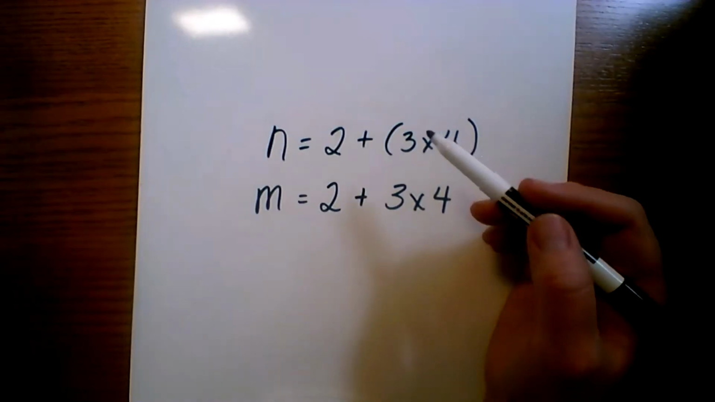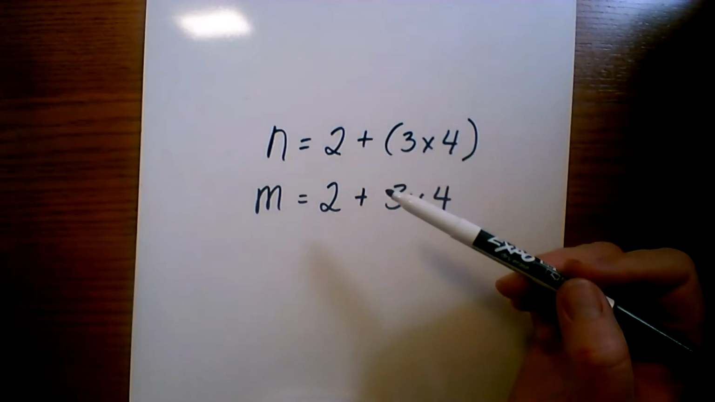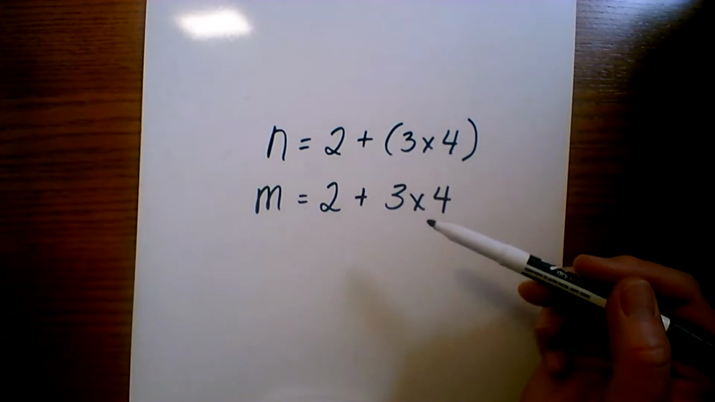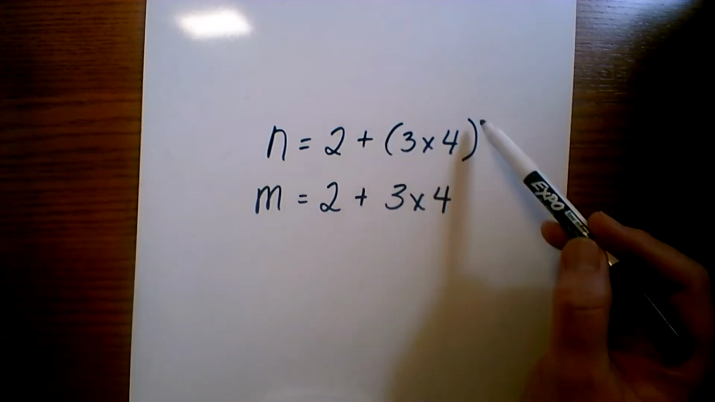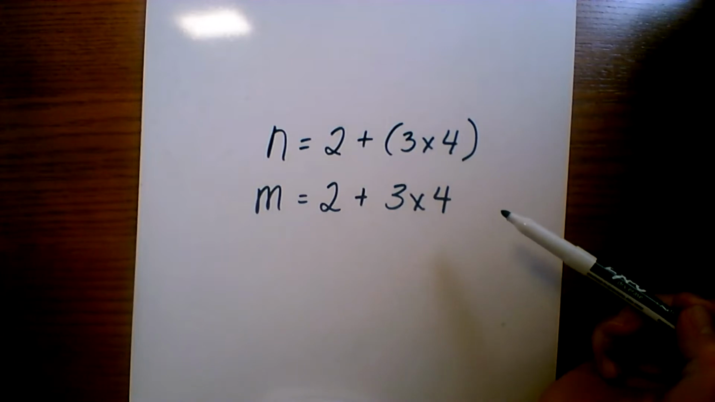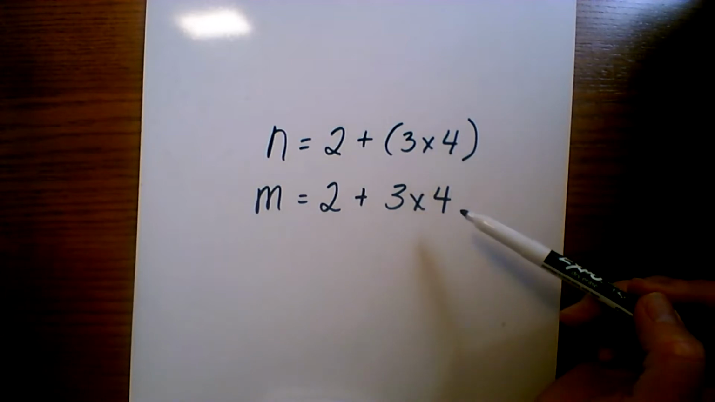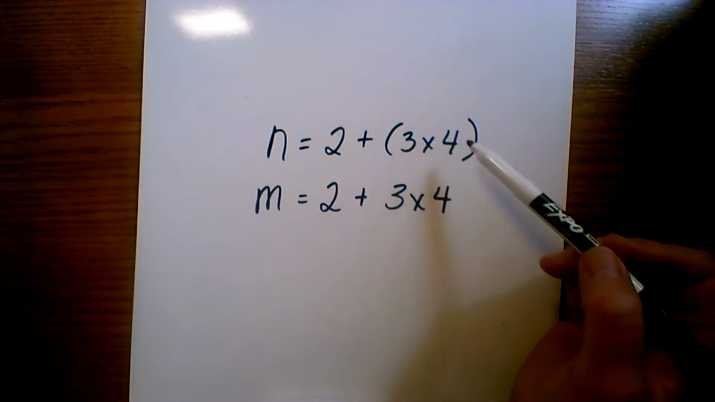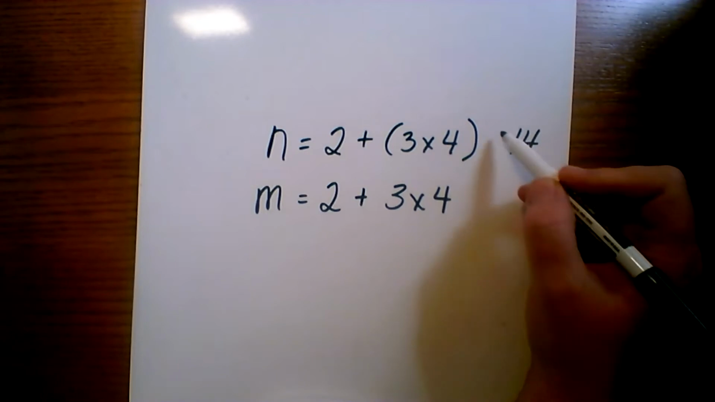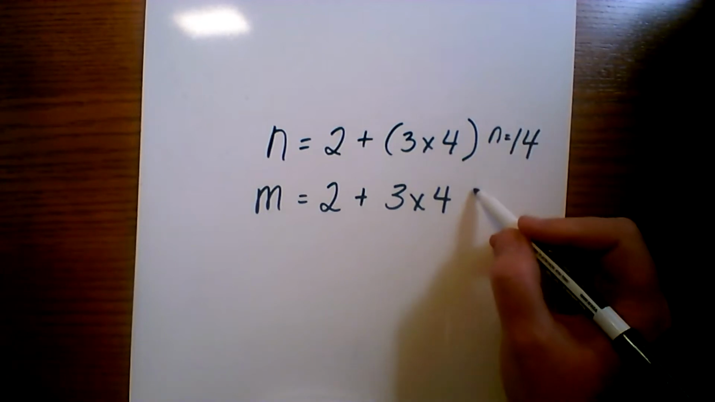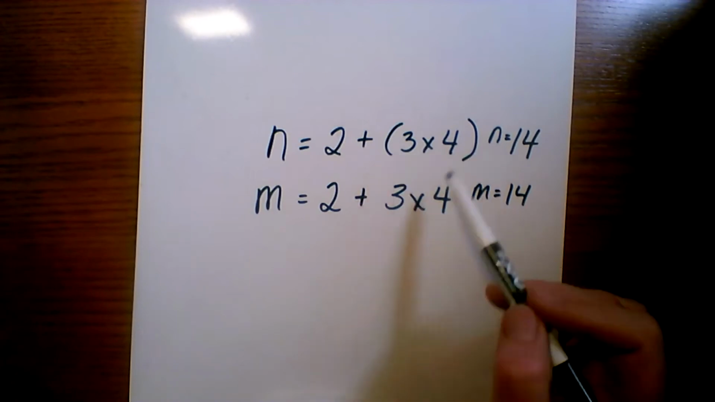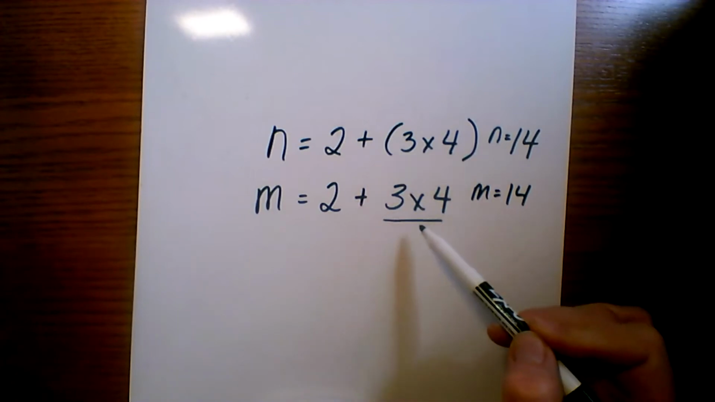Okay, so here are the 2 equations. Notice, and I wouldn't necessarily point this out to your child in the beginning, but these parentheses aren't really necessary because the natural order of operations would have you multiply first anyway. So 3 times 4 is 12, plus 2 is 14. So the answer for n equals 14. M also equals 14 because even though you don't have parentheses, you need to do the multiplication first.